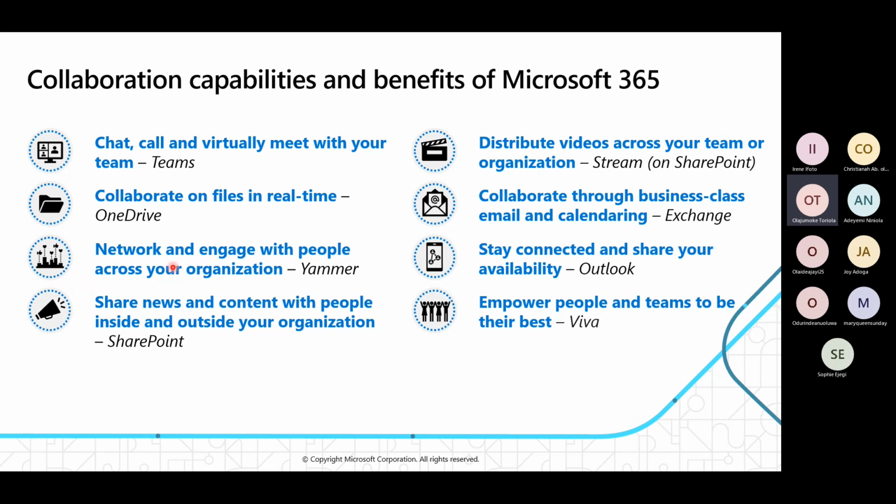If you want to network and engage with people across your organization, you use Yammer. If you want to distribute video across your organization on SharePoint, you use Microsoft Stream. If you want to collaborate through business-class email and calendar, you use Microsoft Exchange. If you want to stay connected and share your availability, you use Microsoft Outlook. What about when you want to empower people and teams to be at their best, because everybody is working remotely? Because you want to be sure that people are giving their best even while working remotely, you use Viva.